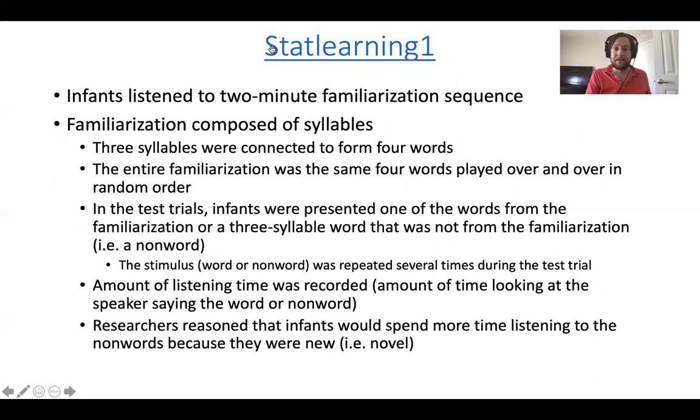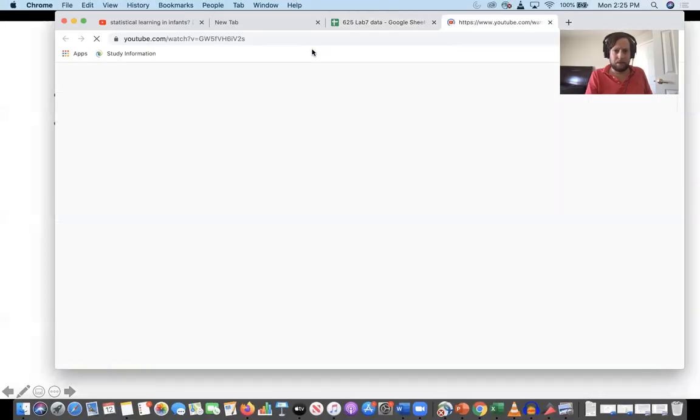What this video is, it's an explanation for Stat Learning 1. Stat Learning 1 was published in the journal Science. And as they say in the video, it's been cited over 4,000 times. So it's a hugely important study published in 1996 in Science. And it's kind of the basis for what we did in Lab 7. And it also provided the basis for what the researchers did in Stat Learning 2. So here's a video about Stat Learning 1, which is the basis for the other article that is on the syllabus for this week, Stat Learning 2, and for the lab that we did on Friday, Lab 7. So let's go ahead and watch this video.